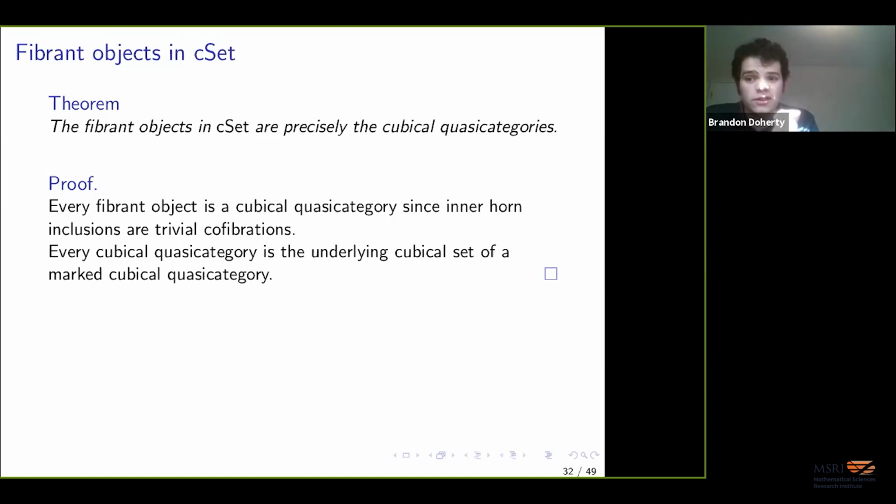So the inner open box inclusions are trivial cofibrations because when you take the minimal markings, you'll get pushouts of special open box inclusions in marked cubical sets. And if you have any cubical quasi-category, you can construct a marked cubical quasi-category which will have that cubical quasi-category that you started with as its underlying cubical set. To do that, you just mark exactly the equivalences in the cubical set.